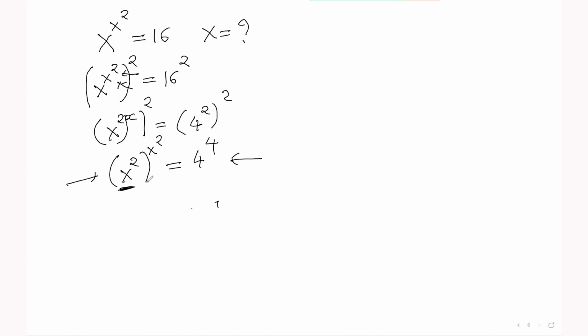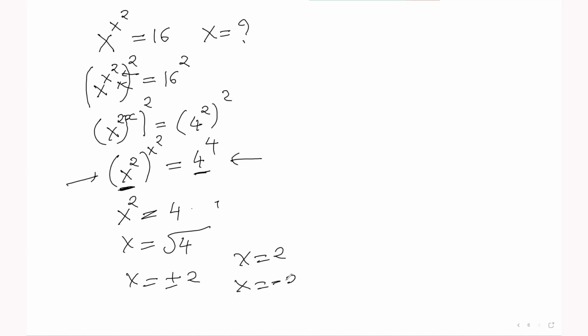So my x squared is going to be 4. So I can put down my x squared equal to 4. So my x equal to square root of 4. So my x value will be plus and minus 2. So I'm getting two answers, x equal to positive 2 and x equal to negative 2.